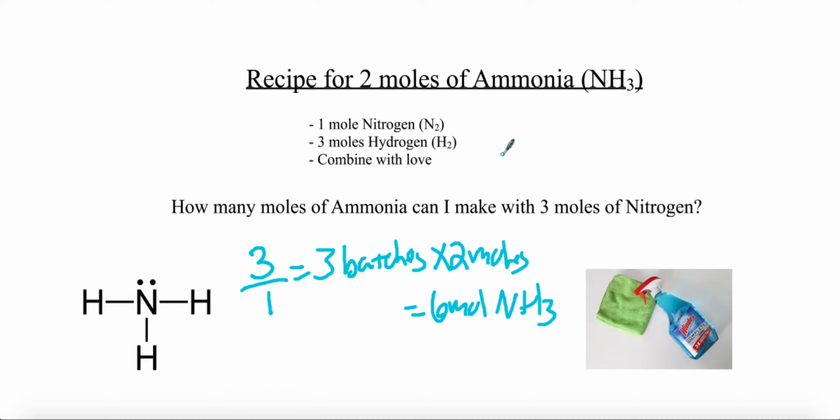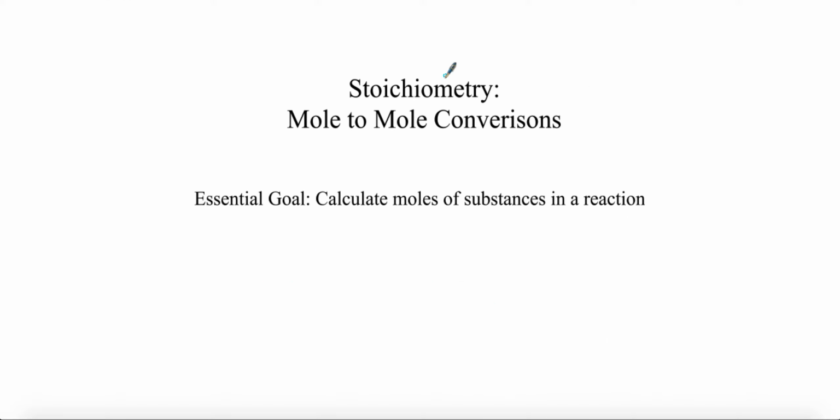If we know the starting material, the amount of the ingredients, and the recipe, we can figure out how many things we're going to make. This is called stoichiometry. What we're going to focus on today is mole to mole conversions for stoichiometry. So what we want to be able to do is calculate the moles of any substance in a chemical reaction.